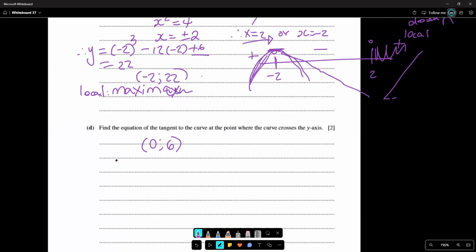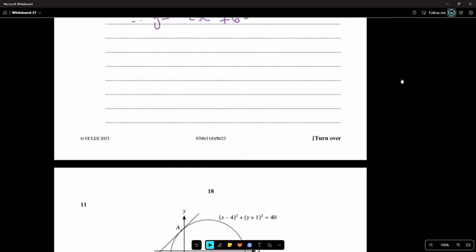So now we need to get the gradient. Remember, the gradient is the first derivative, né? What was the first derivative again? Let's go check that. So the first derivative was 3x squared minus 12, right? But we're looking for the first derivative when the x value is 0, which gives -12. Therefore, you have y equals -12x, your m is -12, plus 6, your c is the y-intercept. And that is it with that question, ladies and gentlemen.